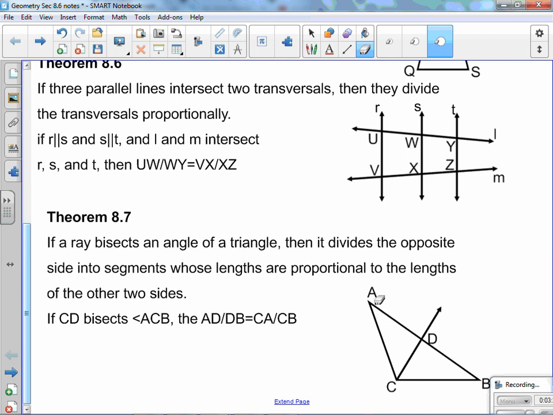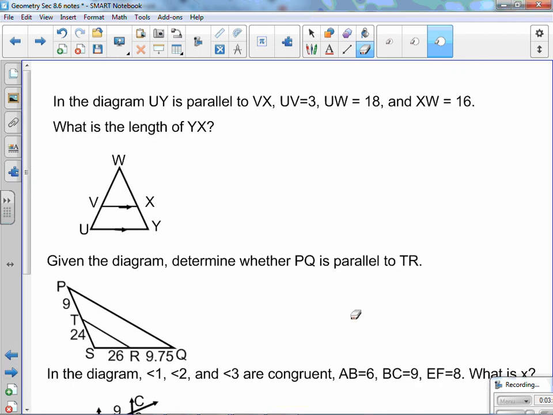And since we did AD, which is on the left side of the line, over DB, then we would do CA, which is on the left side of the line, over CB. So make sure that whichever side of the line you use to put on top for the first fraction, you use the other part that's on that side of the line on the other fraction as the top. Alright, so those are all the key theorems. Now we want to apply those.